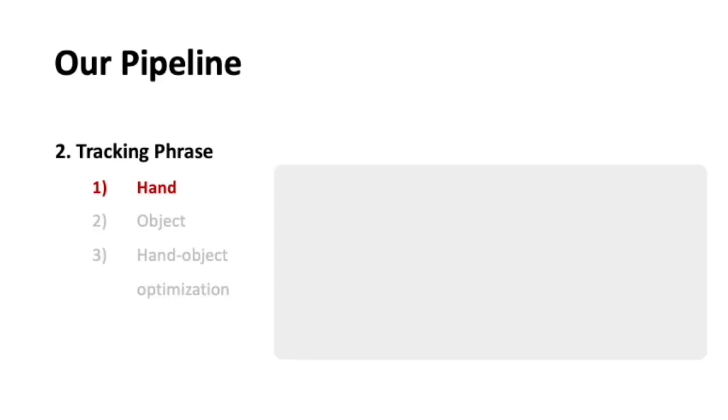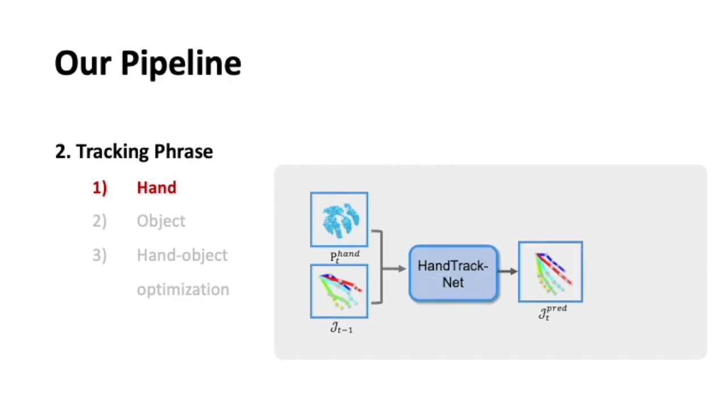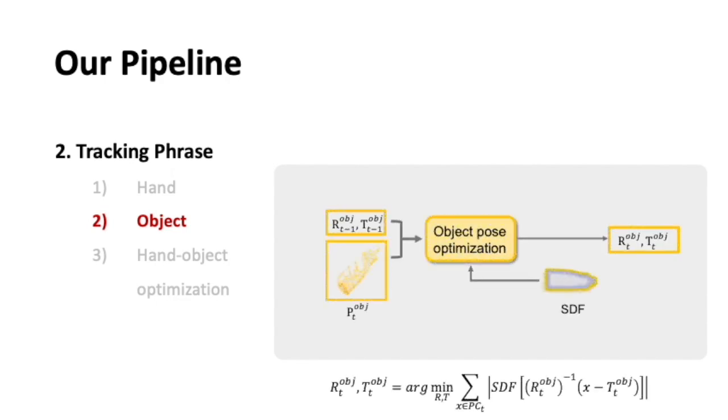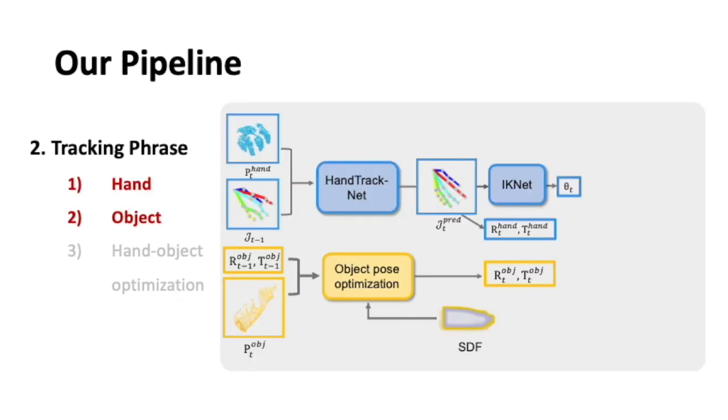After initialization, our system performs online pose tracking and reconstruction for the hand and object. For the hand, at each frame, HandTrackNet outputs hand joint positions JT pred. Then, to further obtain the hand mesh, we introduce the inverse kinematic network that converts the joint positions into MANO pose code. For object pose tracking, we simply perform online optimization based on depth to SDF conformation. These two modules can run in parallel and reach a speed of more than 25 fps.